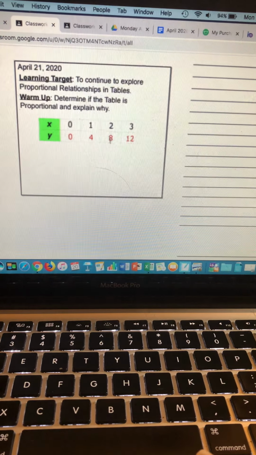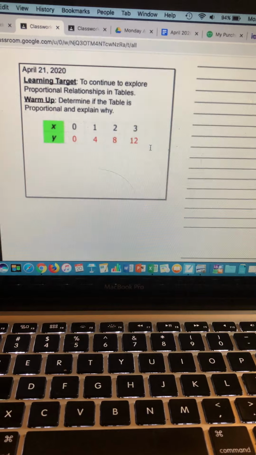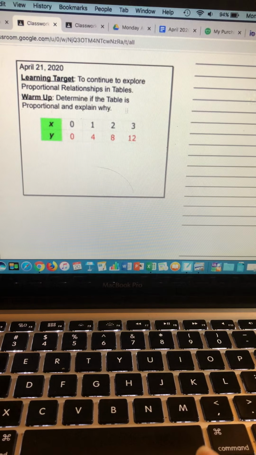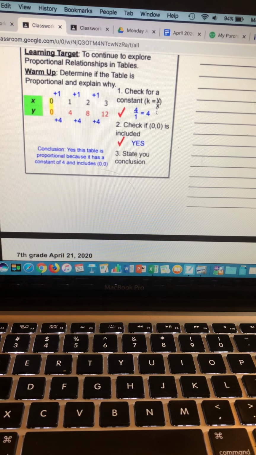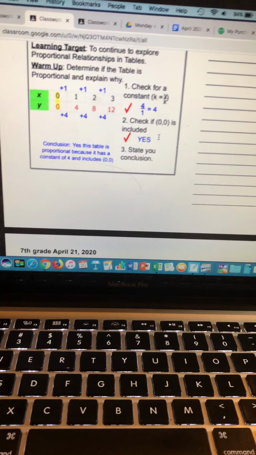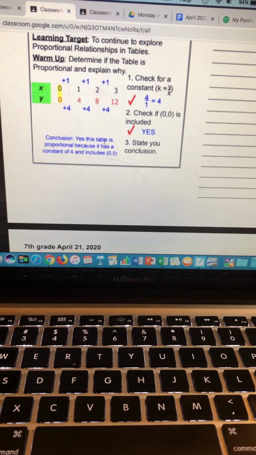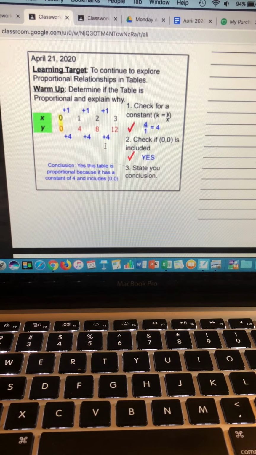Looking at this table, I automatically see that there is 0, 0 included, so that's one check off. And then the only other thing I have to check for is if there's a constant. So I look for a pattern in my y's, which I do see, it's +4. I see a pattern in my x's, which is +1. So we would say yes, because there is a constant of 4, and it includes 0, 0. So yes, this table is proportional because of those two reasons. And that's what you guys worked on yesterday, okay?